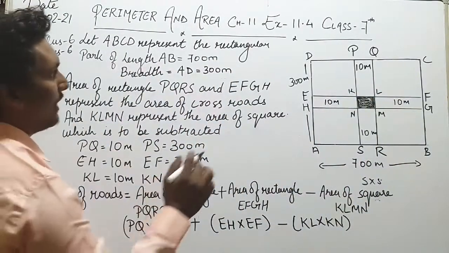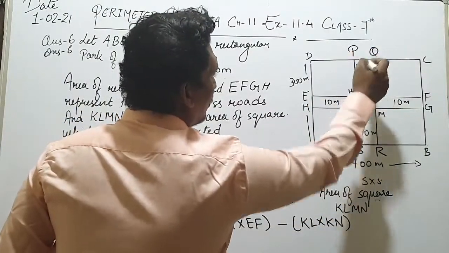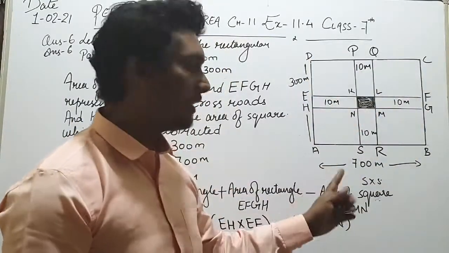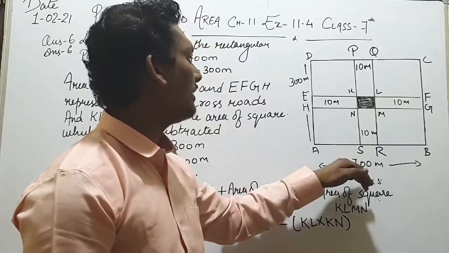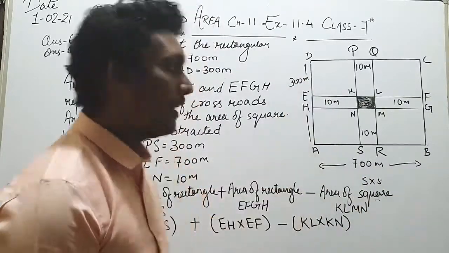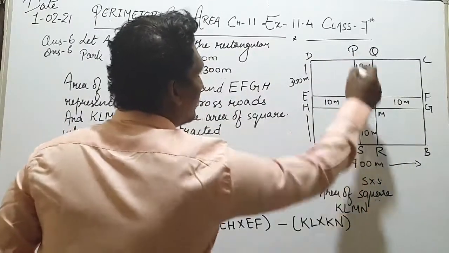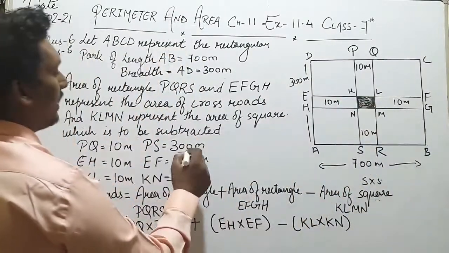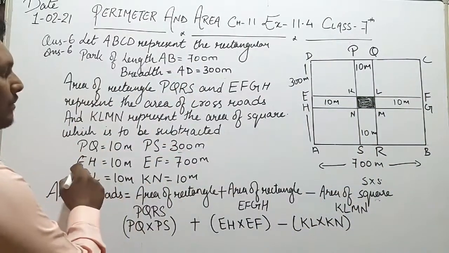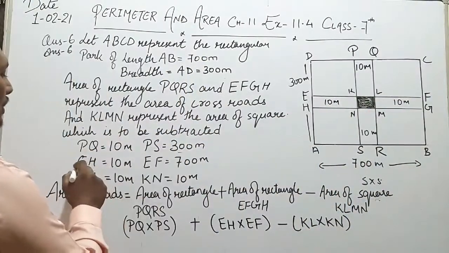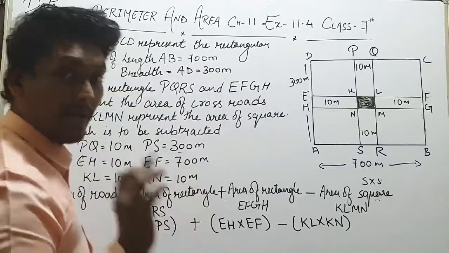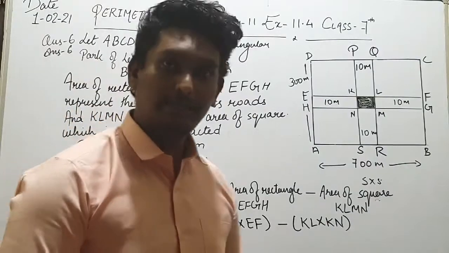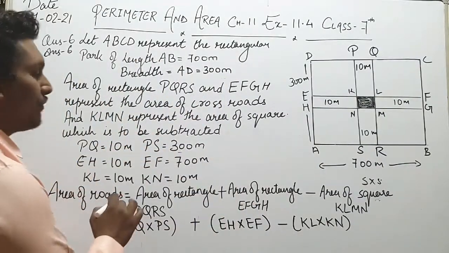So first we will calculate the length and breadth of rectangle PQRS. For the bigger rectangle ABCD, it is very easy to calculate. This is 700 and this is 300. So length into breadth is 700 into 300. Now we come to PQRS. PQ is 10 meter, that is breadth, and PS is 300 meter, that is length. When we are talking about EFGH, EH is 10 meter, that is breadth, and EF is 700 meter, that is length. Now the area of the roads we have to find out.